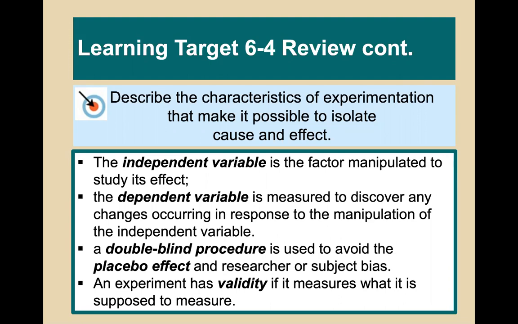The idea of a double-blind procedure is used to avoid placebo effect and researcher or subject bias. And we say that an experiment has validity if it measures what it purports to measure. Does the experiment kind of get at, is it valid? Is it measuring what you're saying that it's actually measuring?